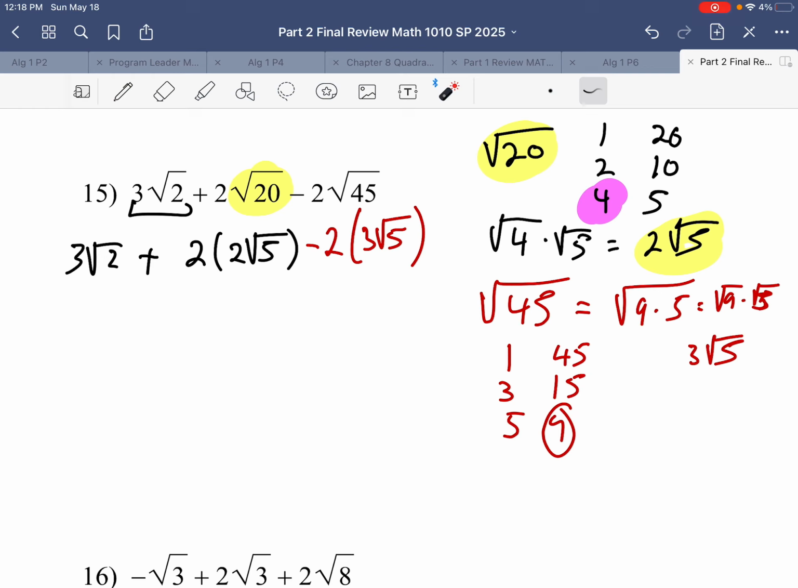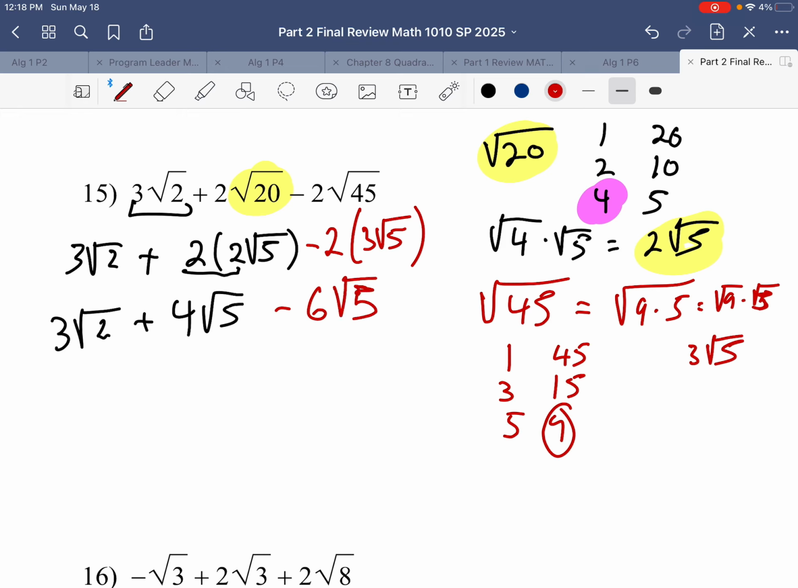When I multiply here, this is going to be 2 times 2 square root 5. So 3 square root 2 plus 4 square root 5. And I'm taking away 6 square root 5. So for my final answer, I'm going to have 3 square root 2 minus 2 square root 5.